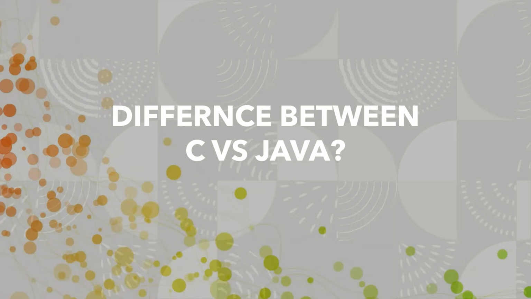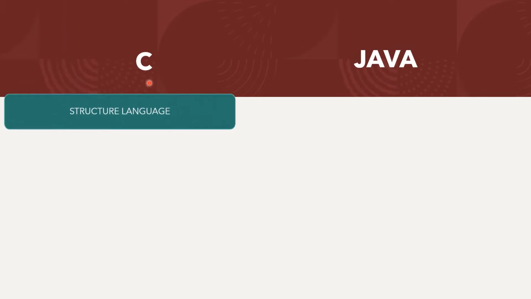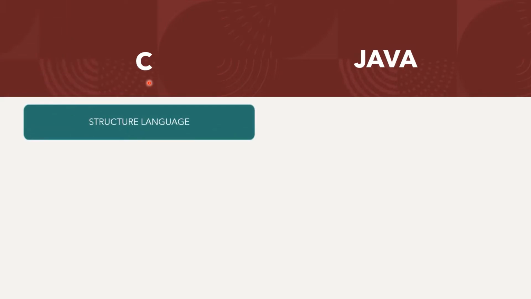Let's discuss what is the difference between C versus Java. The major difference between C versus Java is that C is a structured language. A structured language declares that whenever you take a program, it is divided into various modules. Each module can be written separately and together it forms a single C program.